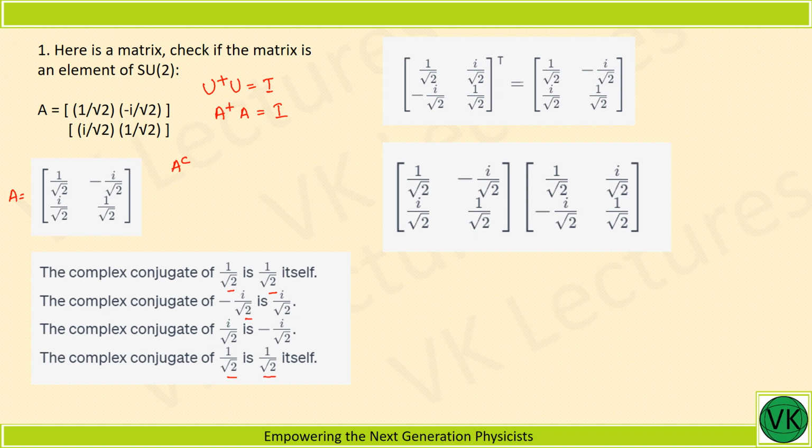Now we have to replace all the elements with their complex conjugates. So what we are going to get is 1 by root 2, and now change the off-diagonal elements: 1 by root 2, 1 by root 2, and this is I by root 2, and this is minus I by root 2. Now this is what we have got, that is 1 by root 2, I by root 2, minus I by root 2 and 1 by root 2, and its transpose is 1 by root 2, minus I by root 2, I by root 2 and 1 by root 2.